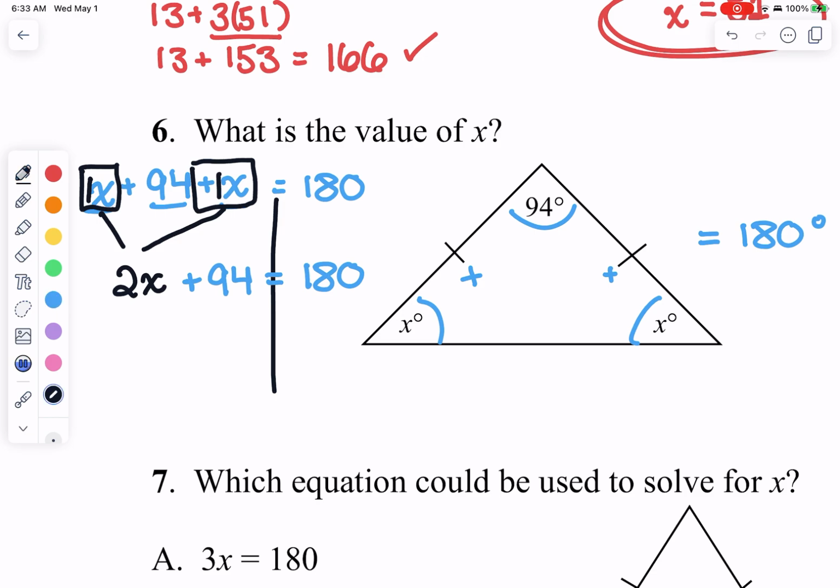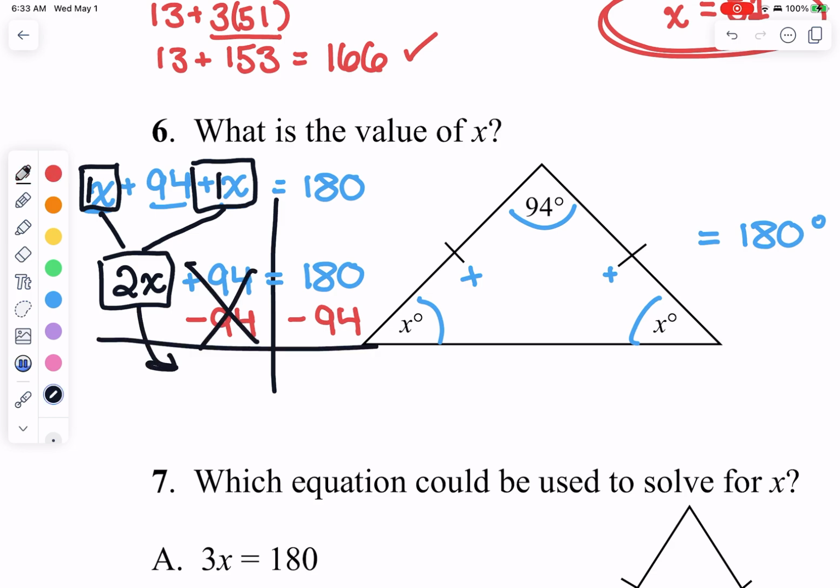Box up my 2x, and I look outside of the box at plus 94. I want to do the opposite of plus 94, which is minus 94. And I do that on both sides. On the left side, bop the ops, drop the junk, 2x equals 180 minus 94 is going to give me 86.